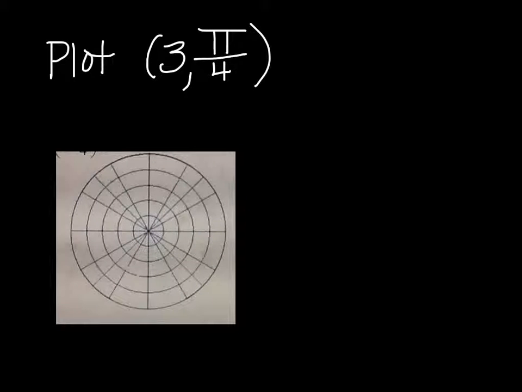So our goal when we plot this polar coordinate is to plot the radius on this angle. Now eventually I'm going to show you how you can do it in multiple ways, or have multiple representations of that same point. So pi/4 is a 45-degree angle, which is right here. What I want to know is what is the radius of 3. So I'm going to go 1, 2, 3 circles deep, and that's where I would plot (3, pi/4).